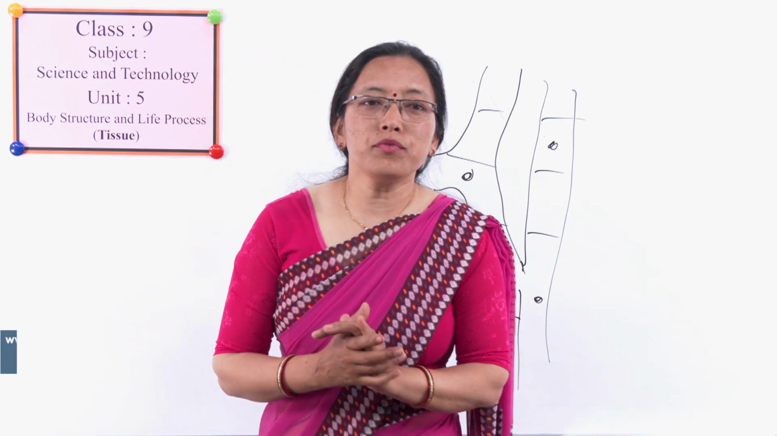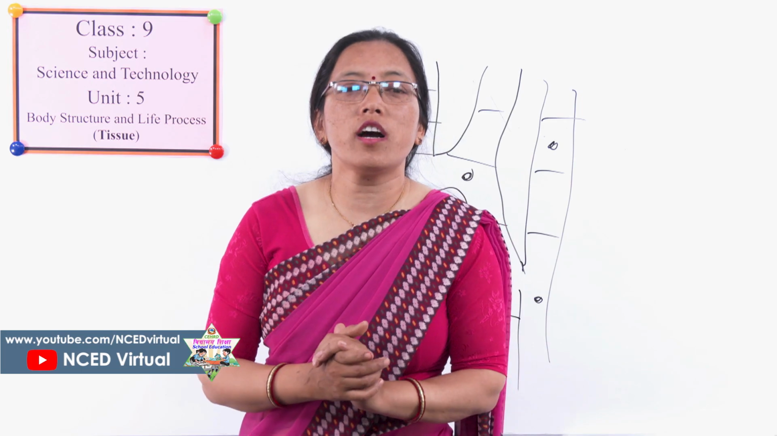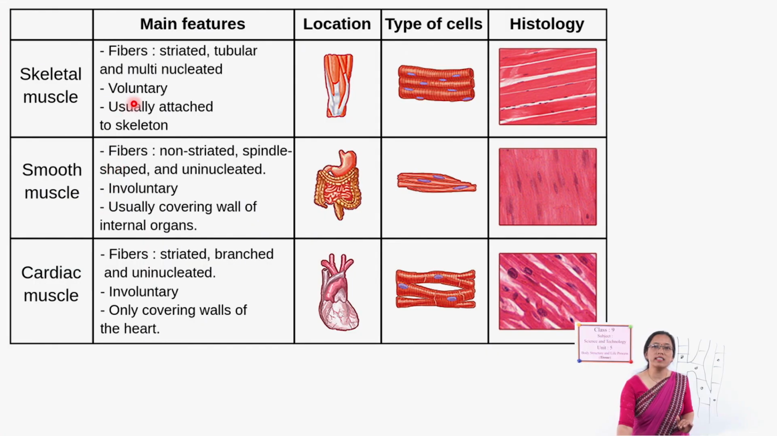Next, if we see the comparison of these three types of muscle, we find that in skeletal muscle the fibers are striated, tubular and multinucleated. These are voluntary, as we have already discussed, and usually attached to the skeleton. The location is just covering the bones. The cells are multinucleated, striped cells. And if we see the histology, that means the tissue structure, it looks like this. Have you seen mutton and chicken also? It is similar to that.